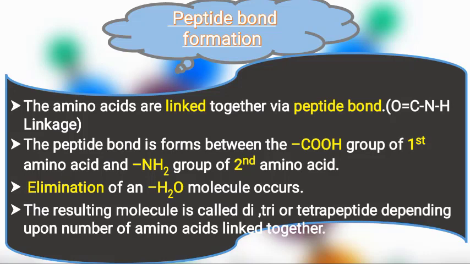The resulting molecule depends on the number of amino acids present. If there are only 2 amino acids involved, then it will be a dipeptide, or if 3 amino acids are involved, then we will call it a tripeptide. Now let's look at the diagram.